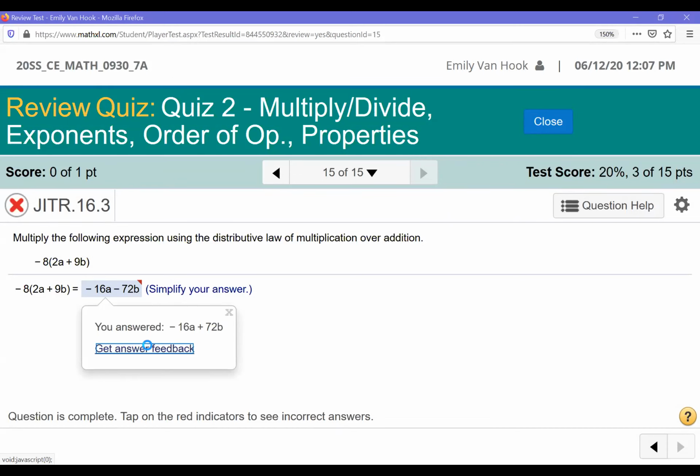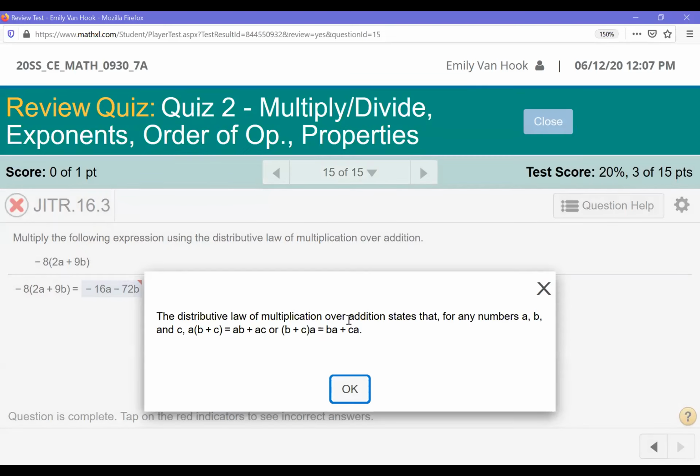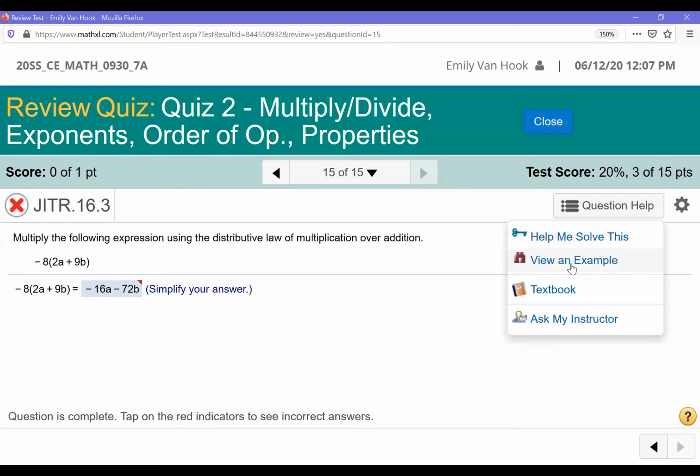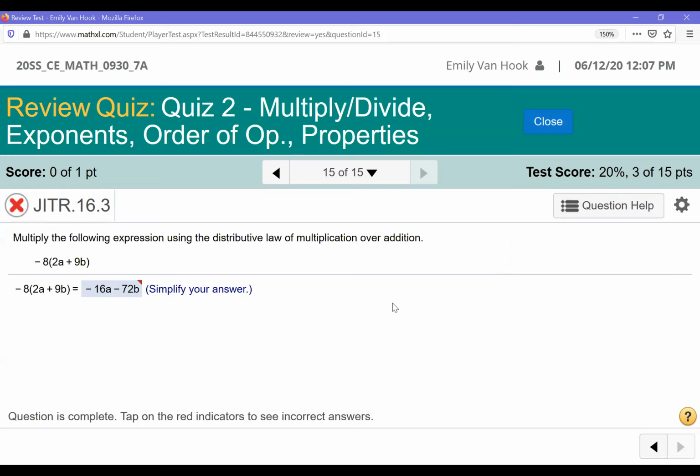I can click and get answer feedback, which may or may not feel very helpful, but it's just reminding you about the distributive law. Now you have question help available, so you can view the example, ask my instructor. So after taking a quiz, definitely review it, and then you can get extra help and send me an email if you need to. All right, good. So I'll close that for now.